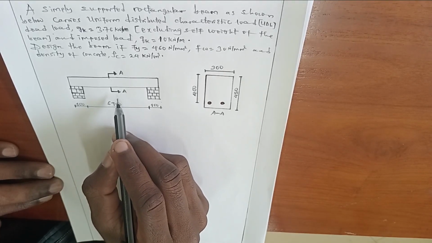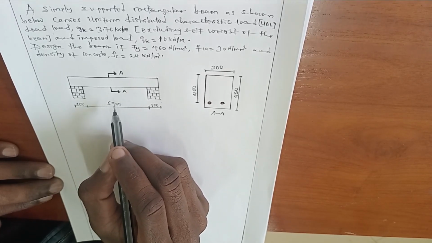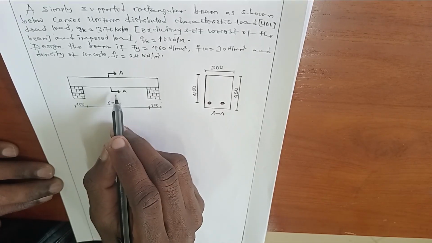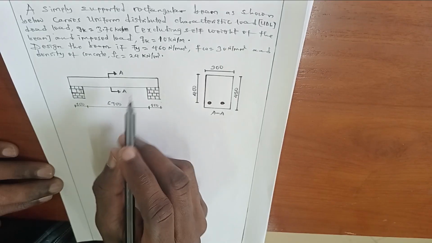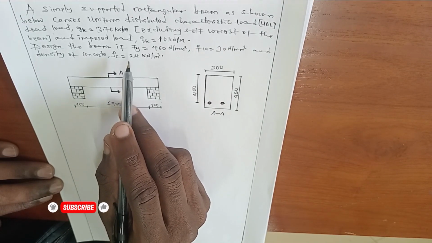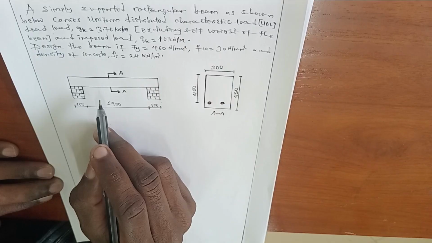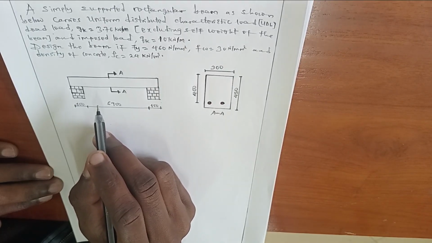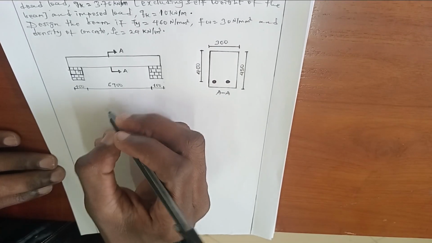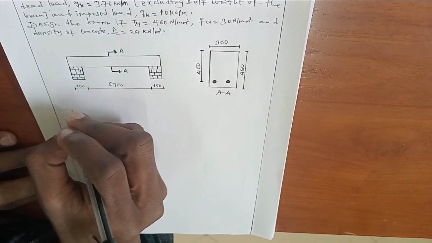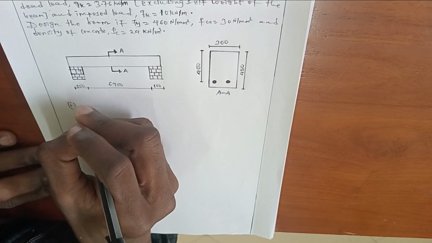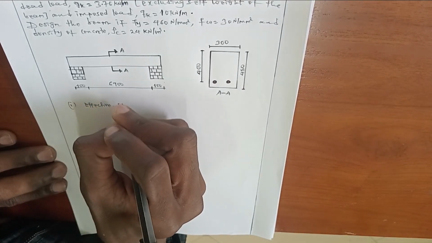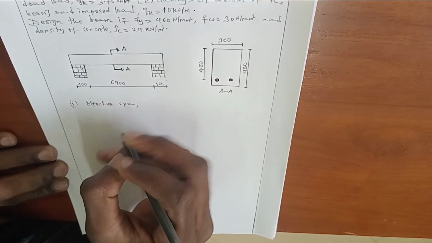And since this beam carries a dead load excluding self-weight, it will be required to determine the self-weight of this beam. After that, we'll add the dead load which was given so as to obtain the total dead load to be used for the design. Now let's solve step by step. The first step is to determine the effective span of this beam.